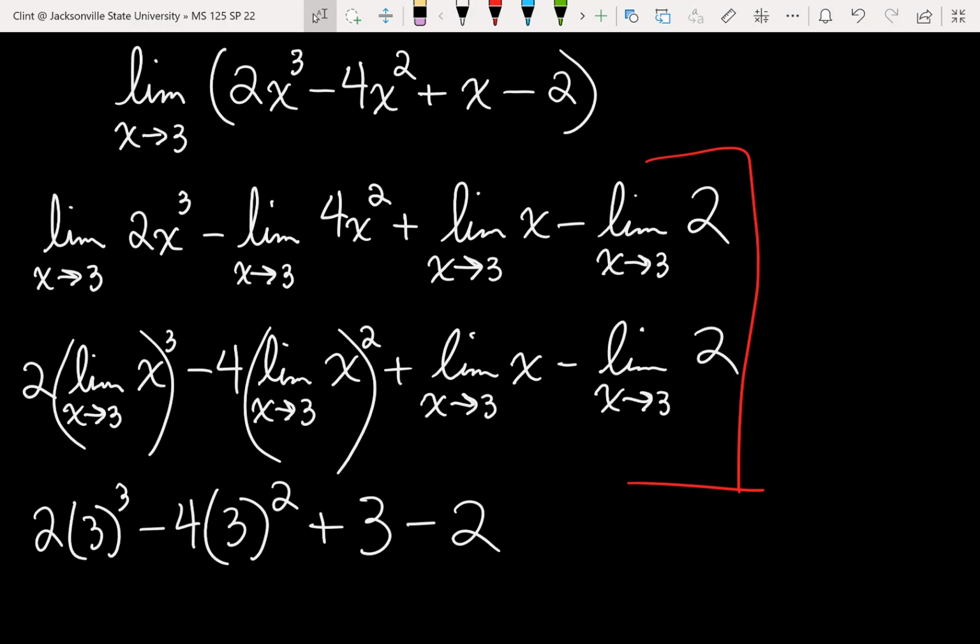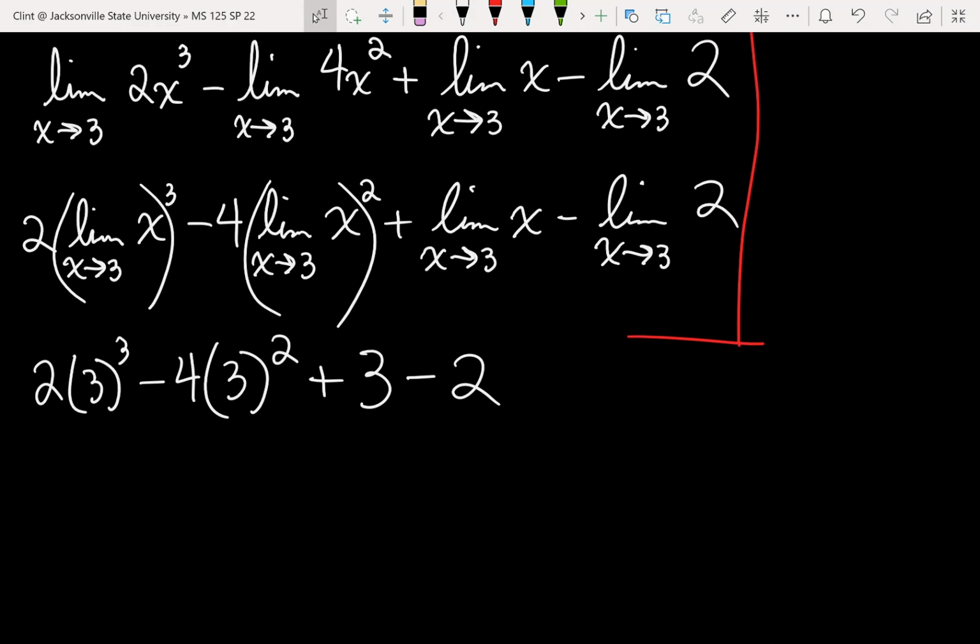So we get to skip this mess. Now we can just figure out this last part. 3 cubed is 27, so that's 54 minus 36 plus 1. 54 minus 35. 19. Anybody else get 19?